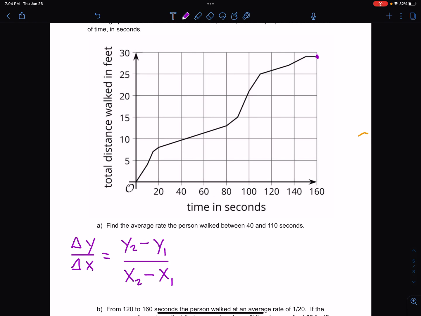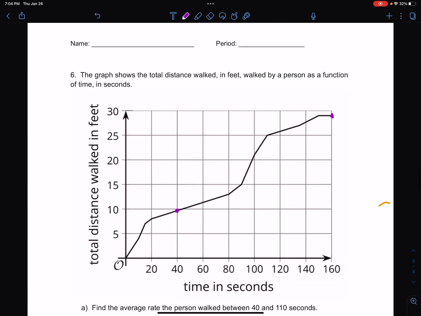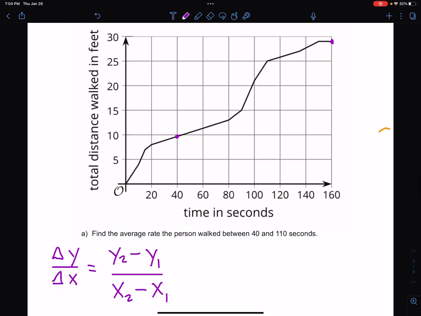So in this particular question, part A, we're going from 40 to 110 seconds. So I'm going to plot these points on my graph, make sure I know exactly where they're at. So after 40 seconds, it looks like we were at pretty close to 10 feet. We'd walked about 10 feet. This person walked about 10 feet after 40 seconds.